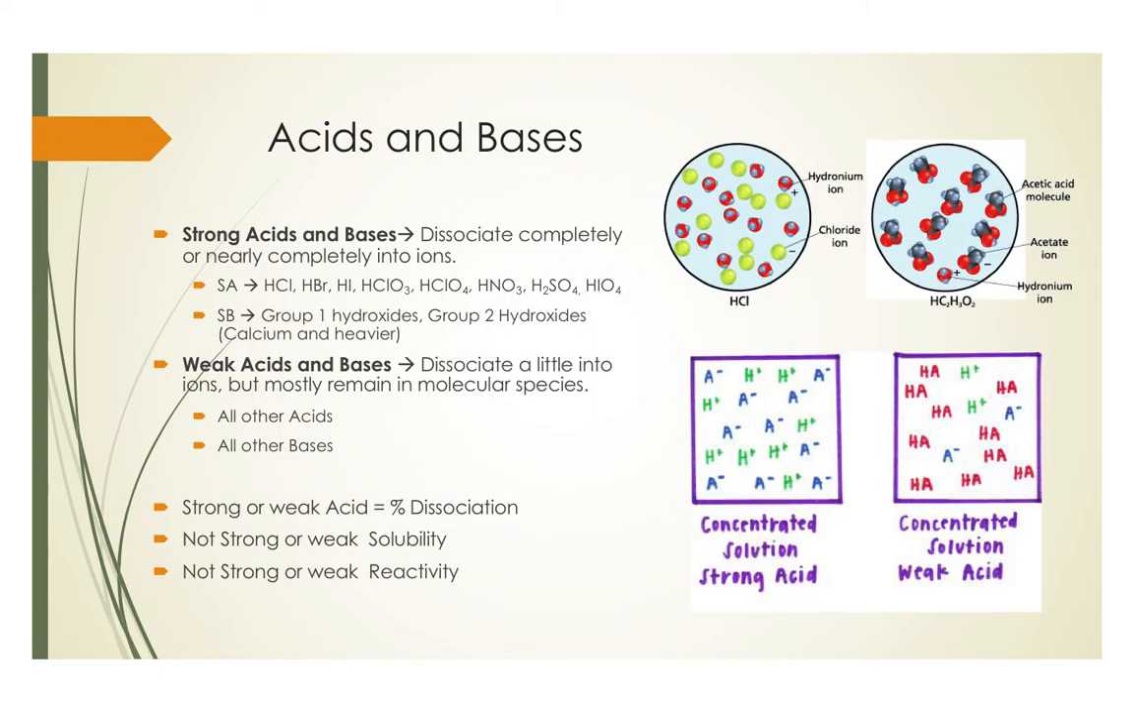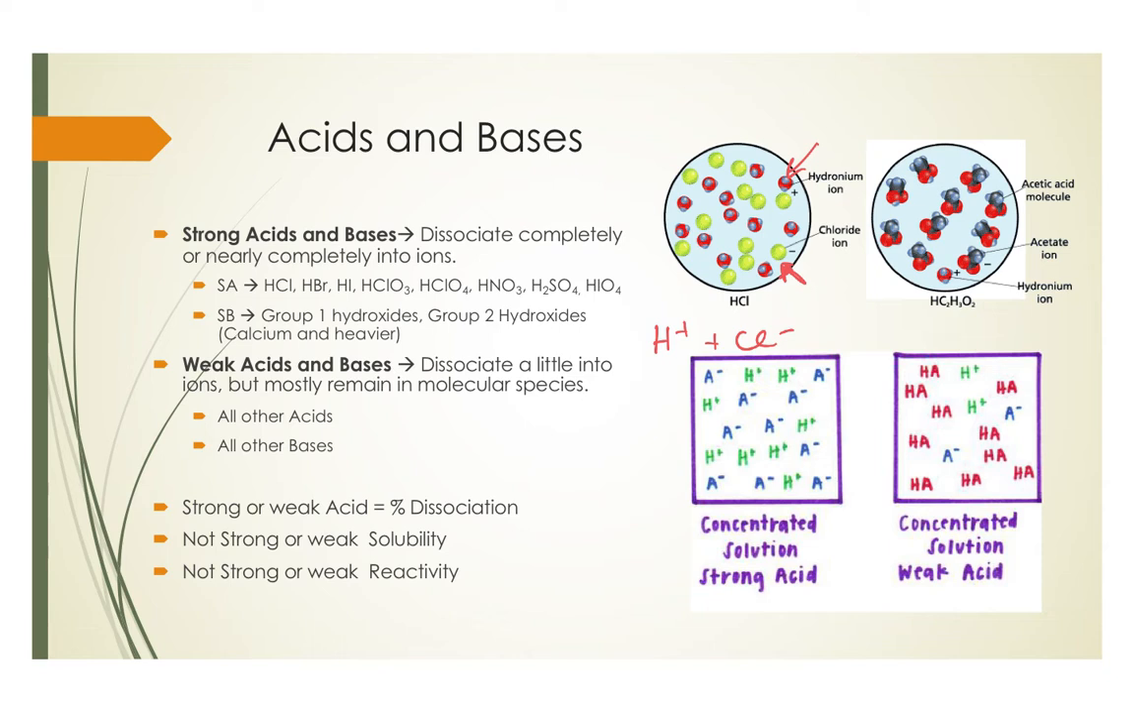Other definitions that we use, we talked about these yesterday. A strong acid or base is going to dissociate completely or nearly completely into ions. So if we take any one of our strong acids like HCl, this is going to turn into all hydronium ions plus all chloride ions, and we'll come back to what we mean by hydronium in a minute. But basically, it's going to turn all into hydrogen plus chloride. It's going to be a full dissociation.